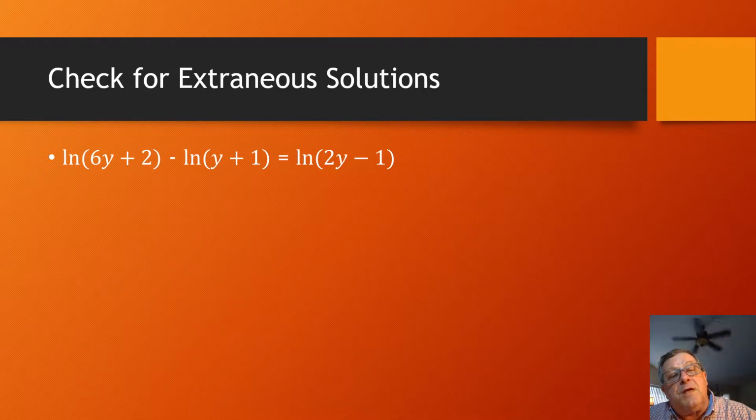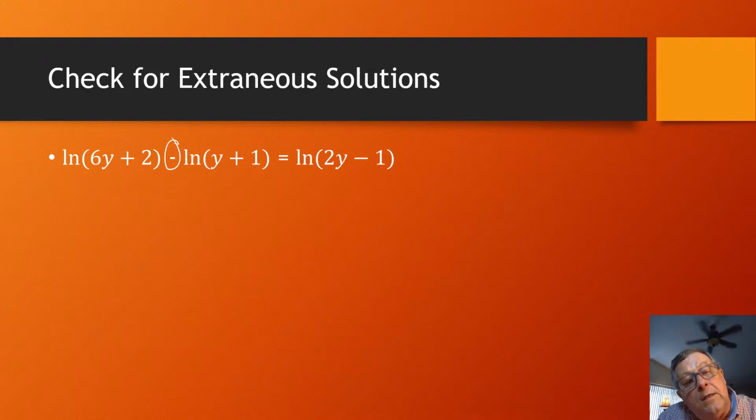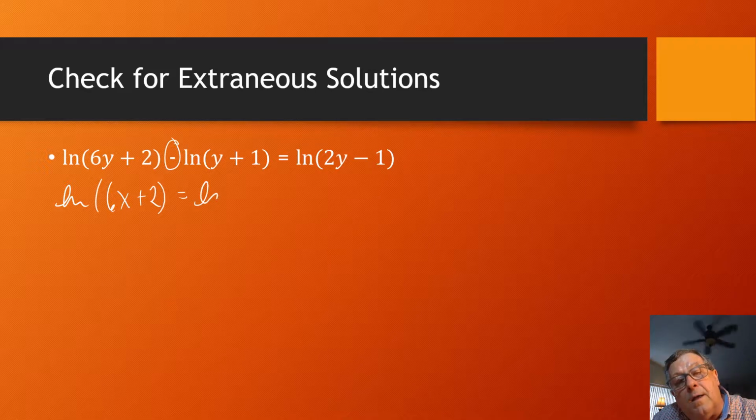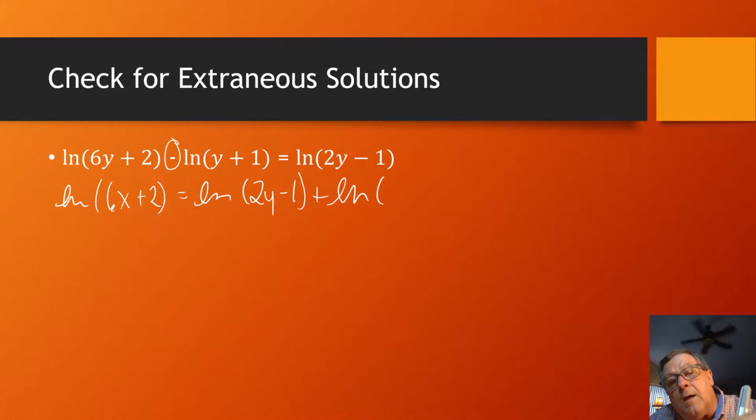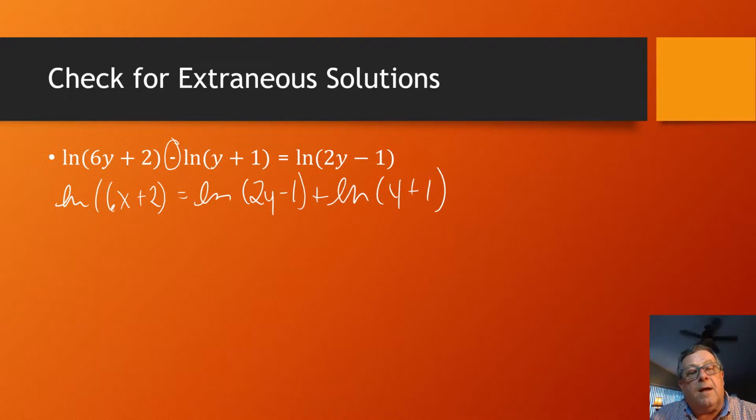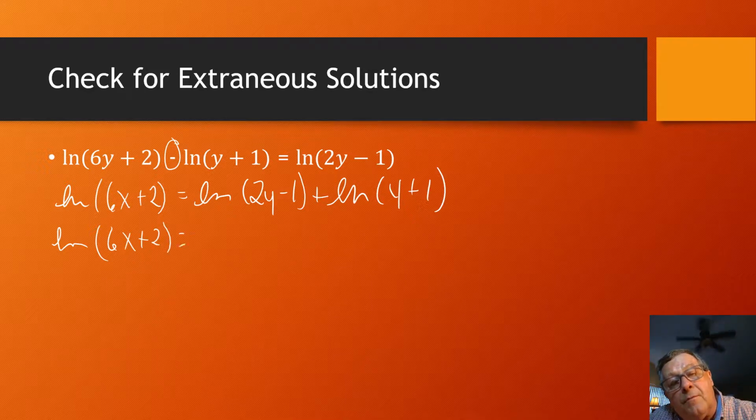Now, given I see this subtraction symbol, or negative, I'm going to add the ln, the natural log of y plus 1, to both sides. And so we got ln of 6y plus 2 is now equal to the ln of 2y minus 1 plus the natural log of y plus 1. Then I can use the product property. Let's do that one more step, just to illustrate. I wouldn't do it that way if I was solving it myself.